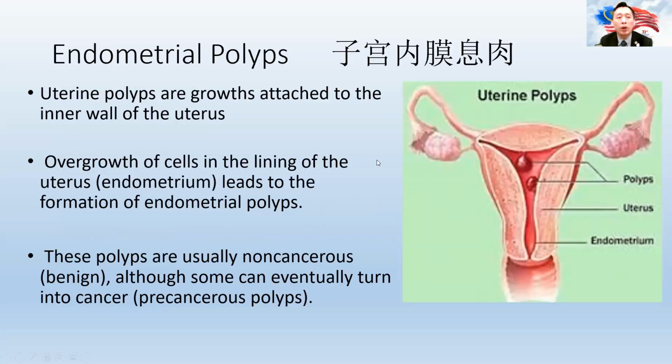So endometrial polyps are actually excessive growth of your endometrial tissue. Uterine polyps are growths that attach to the inner wall of the uterus, an overgrowth of the cell lining of the uterus, leading to the formation of polyps. Most of the time, the polyp is not cancerous. However, some of them, a minority of them, will turn into cancer.